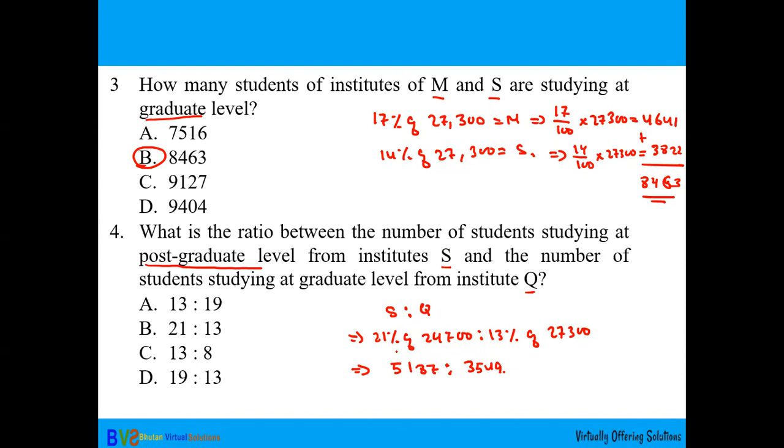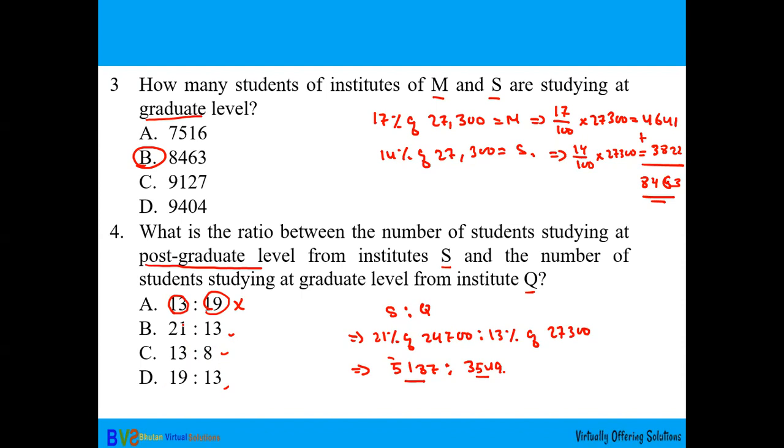Now see this ratio. This is bigger than this. The number of students in S is more than the number of students in Q. Now see the options. Number of students in S is less than number of students in Q. This is wrong, this cannot be true. What about B? More, less. Yes, this can be true. This can also be true. So we have to choose from these three options.